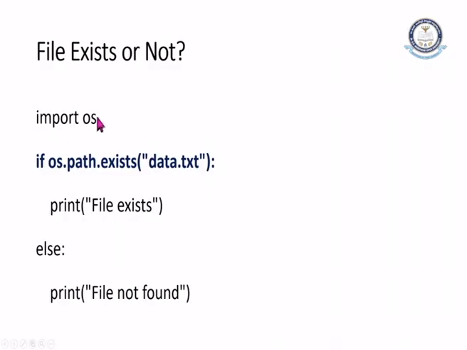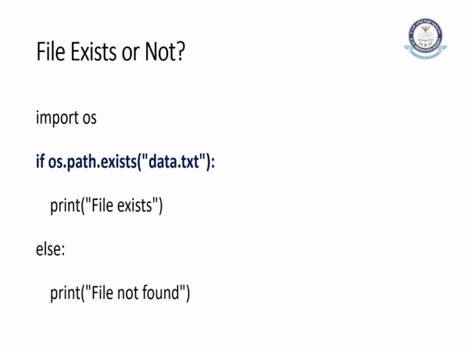Now before opening a file, I want to know whether the file exists or not, because after opening that we may implement some actions, but before that I want to get the confirmation whether the file is available or not. For that we can use this code: import os, os stands for operating system here.